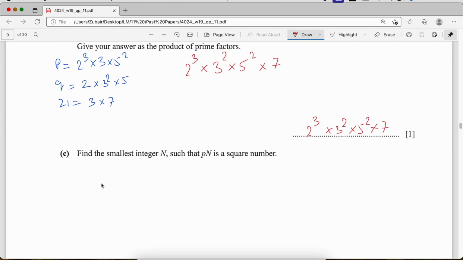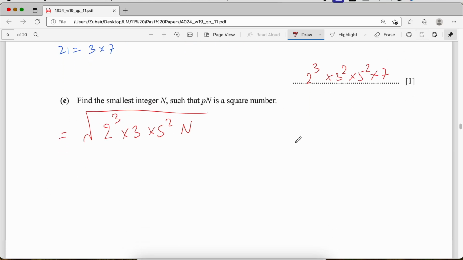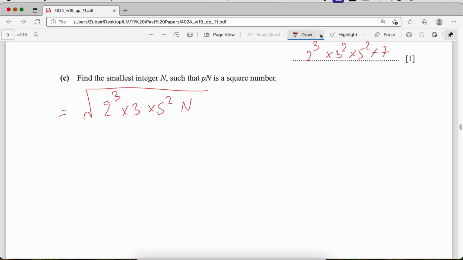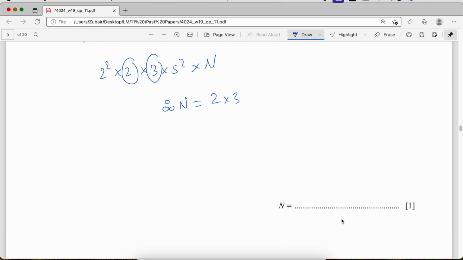I'm copying P. That was 2 cube into 3 into 5 square, and then there is n. If that is a square number, it must have a square root as well. And if that's a square number, we should be able to make pairs of 2s. So that's 1, 2 square, 1 left outside, 3 into 5 square into n. Now I am short of one 2 and one 3. So therefore n must include one 2 and one 3 in order to make pairs of each. So that makes n equal to 6.